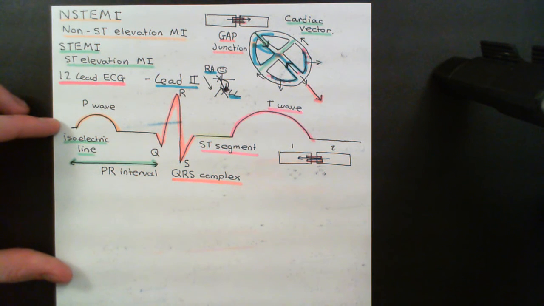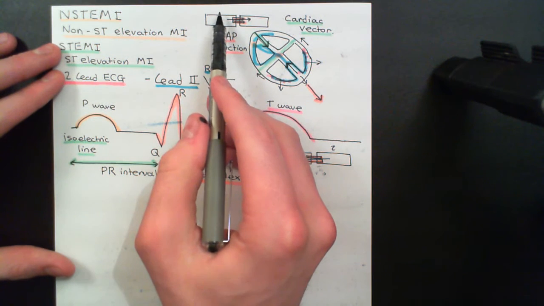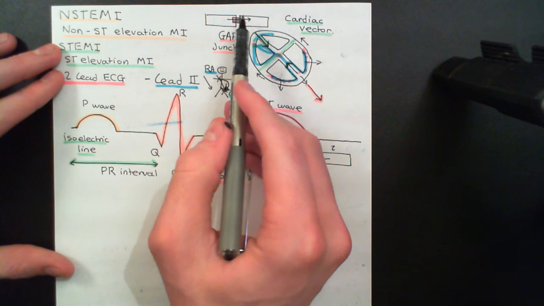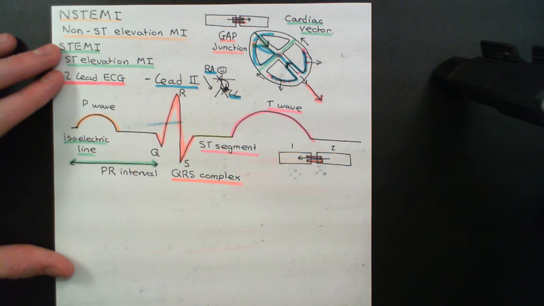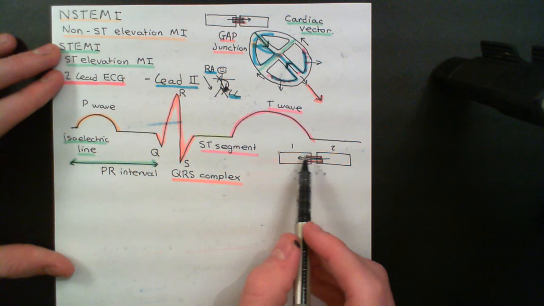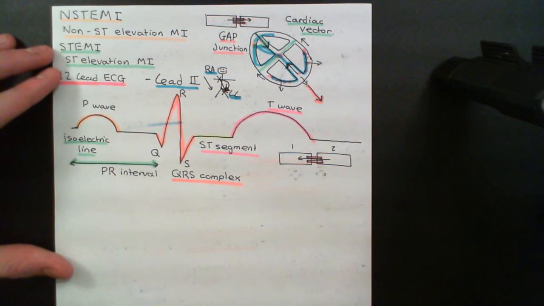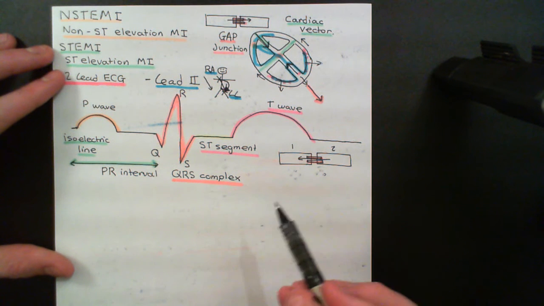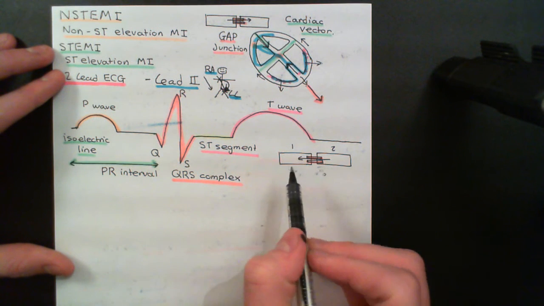In the case of the wave of depolarization, the positive current moves from the cell that has depolarized to the one that is yet to depolarize. In the case of repolarization, the positive current moves from the cell that is yet to repolarize to the one that has already repolarized. So you're going to get currents moving in the opposite direction. This is the one that has repolarized, this is the one that is yet to repolarize.